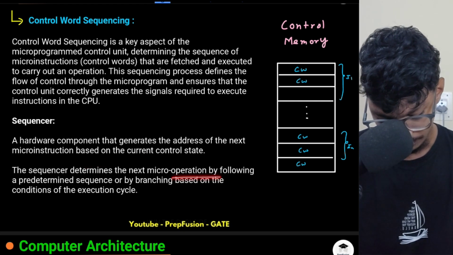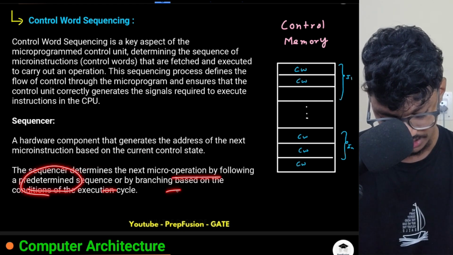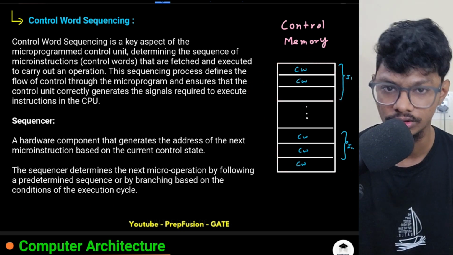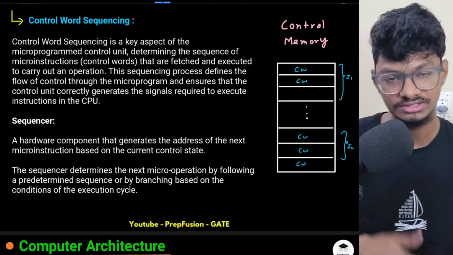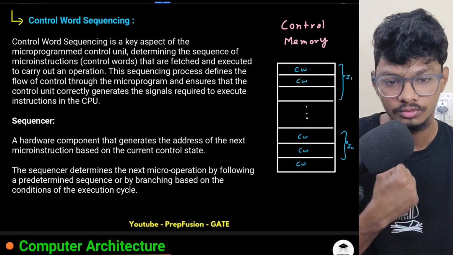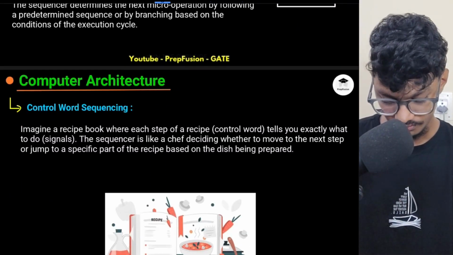The sequencer determines this by following a predetermined sequence, or by branching based on conditions. So there will be some predefined sequence. All this will be defined in the LUT. That's why we have a separate hardware unit to understand whether we need to branch or we don't need to branch, all these things.